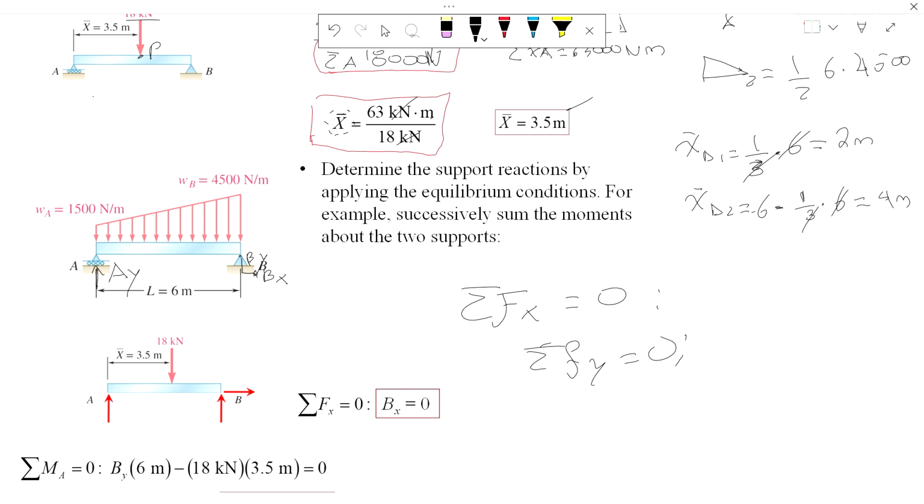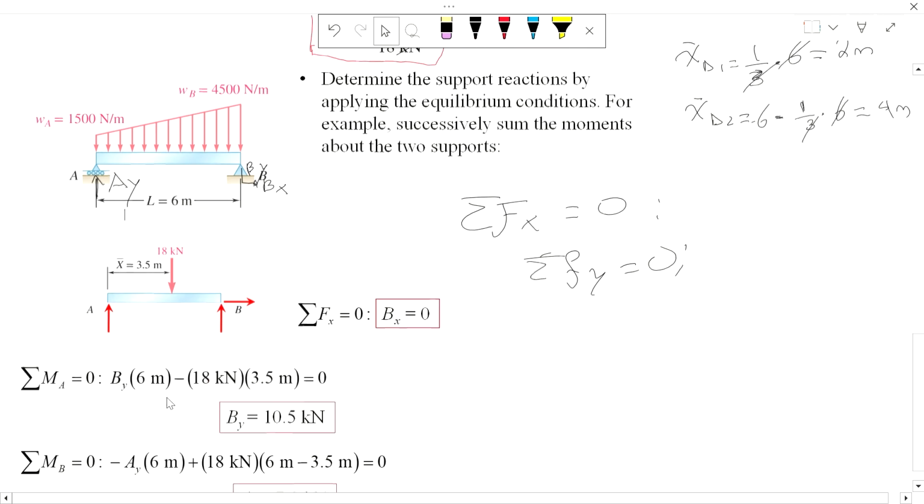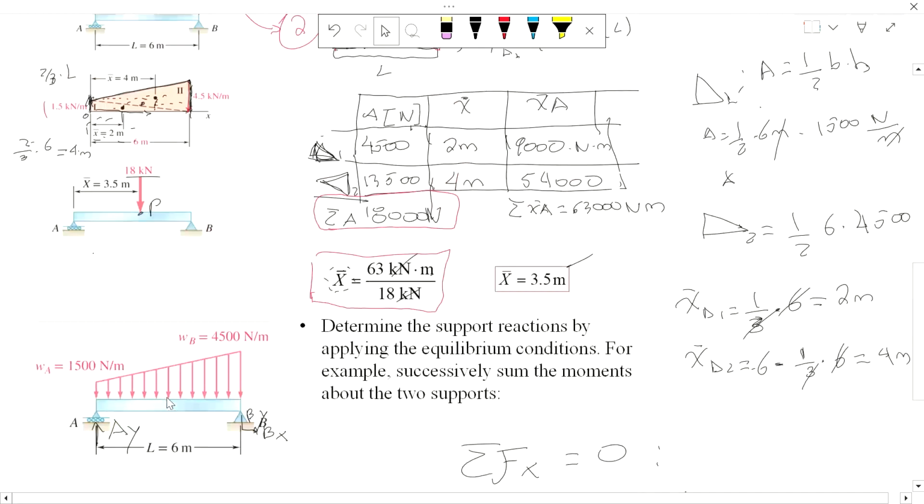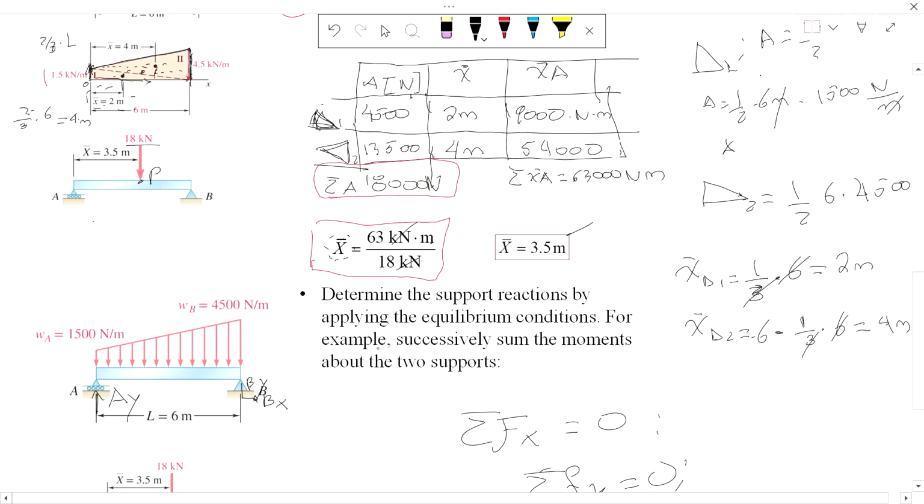And of course, are they asking for a particular point? Yeah, at A, right? Actually, they're doing both points because the question is determine the support reactions. So BY and AY. But notice that we have no more forces in X because this one here is completely static. Therefore, Ax is equal to 0. There's only one force, and that is equal to 0.